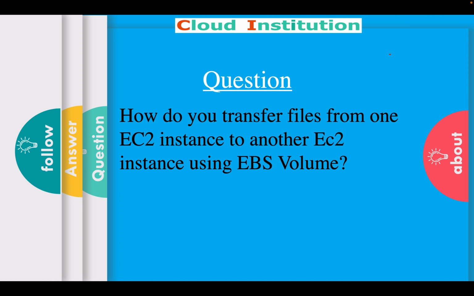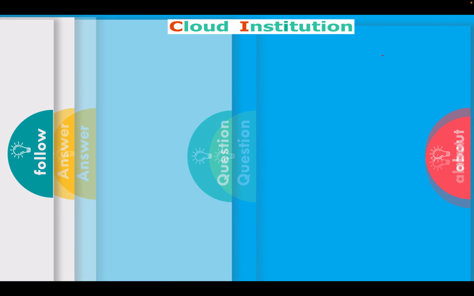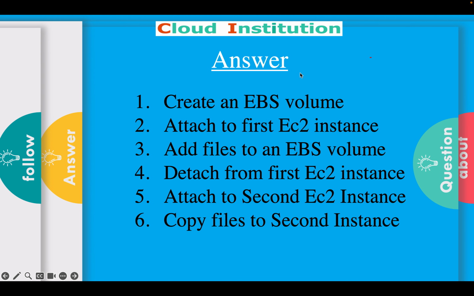Okay, so for example, the answer here is: create an EBS volume. You create one EBS volume, attach it to the first EC2 instance, and then add files to the EBS volume, detach the volume from the EC2 instance, attach it to the second instance, and copy files to the second instance. Okay, so this can be a little bit confusing for you.